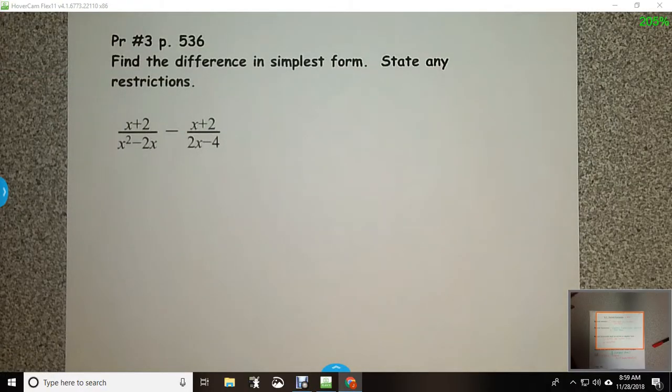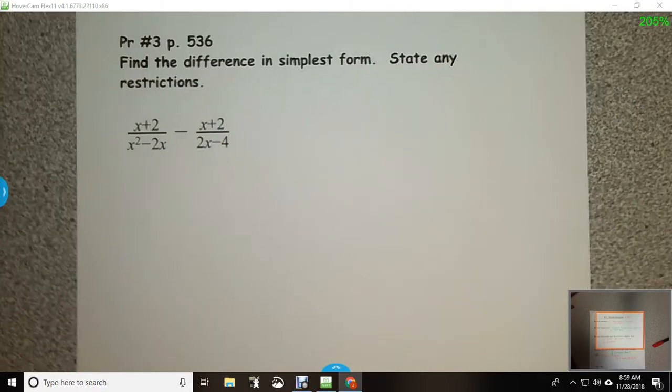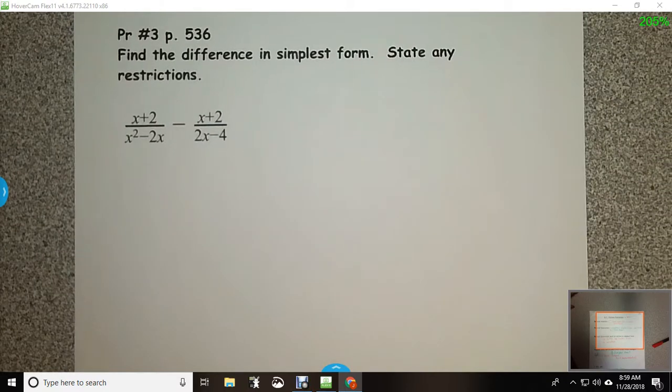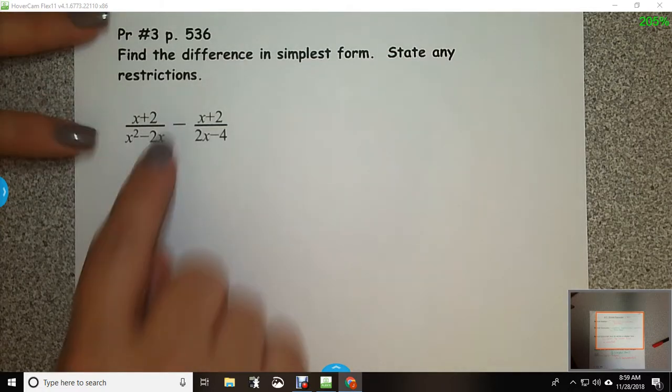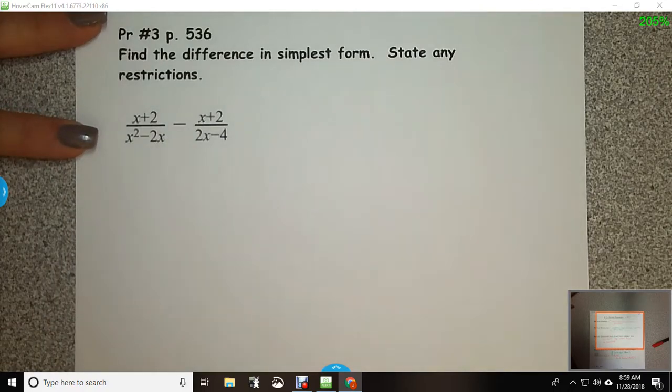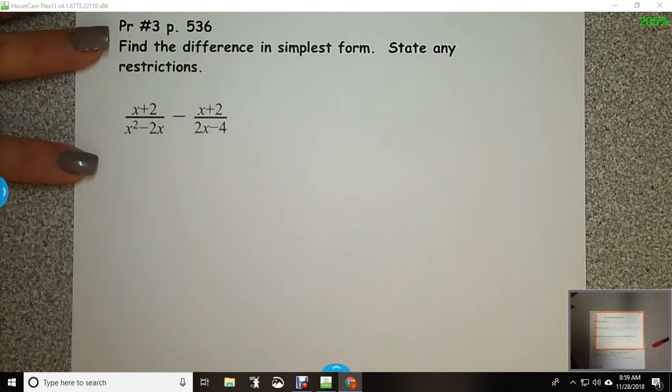Right, so we are down to 2 examples, and both of these are going to be subtraction. The process is going to be exactly like the addition problems, but you've got to be real careful of that subtraction sign here, okay? So to start out, just like the addition problems, first thing I'm going to do is factor the denominators.